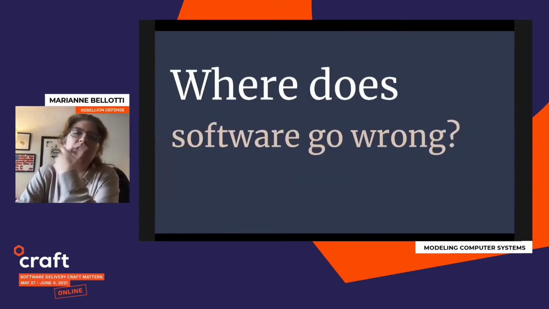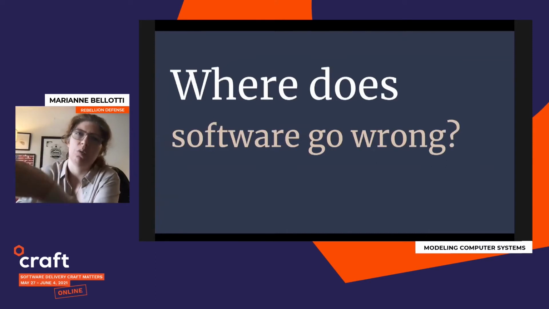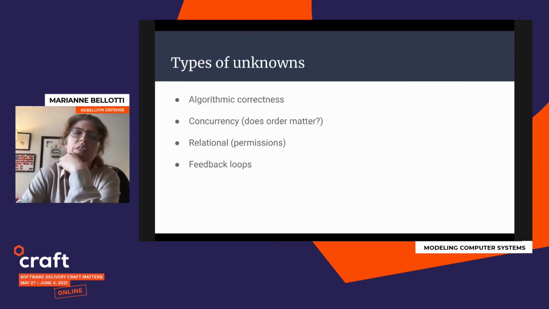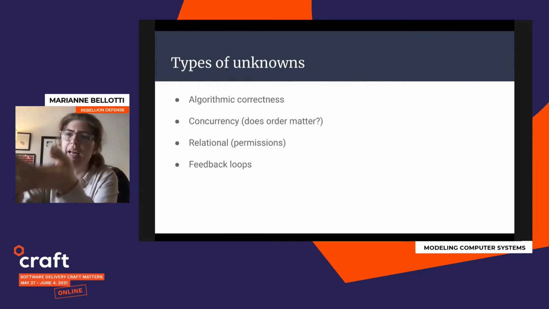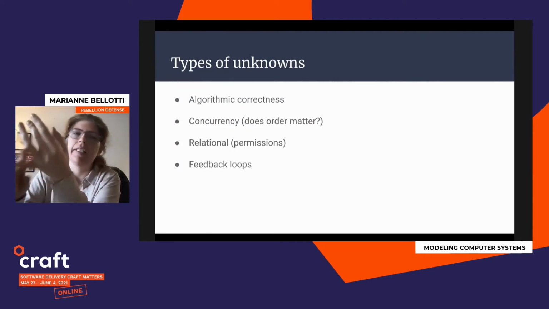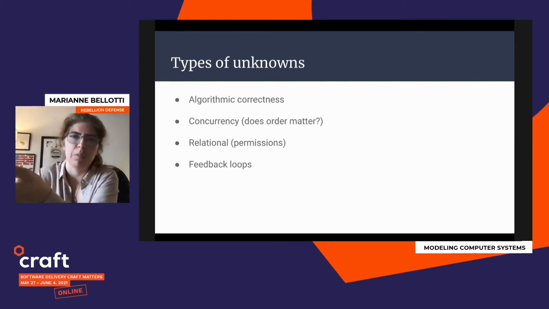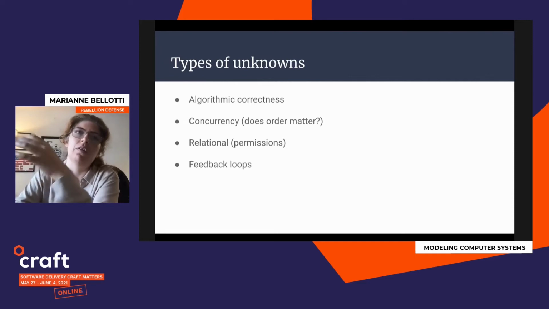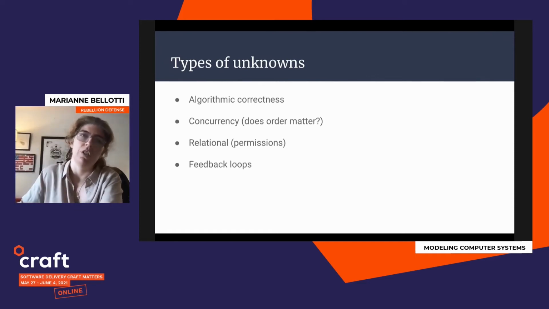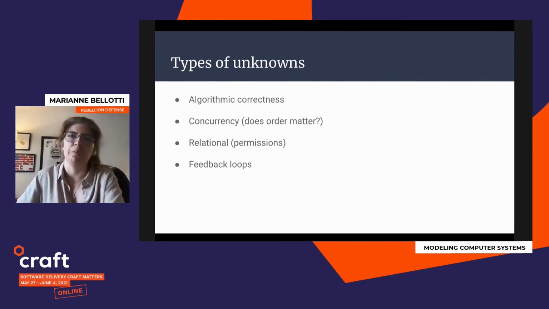So where does software tend to go wrong? What kind of things would you want to model, right? The types of unknowns that we're really thinking about when we're talking about modeling are things like algorithmic correctness. Does the algorithm we've written do what we expect it to do in the correct way? And does it do it in all possible cases? Concurrency: if the order of events within a system change, does that change the outcome in a significant way?